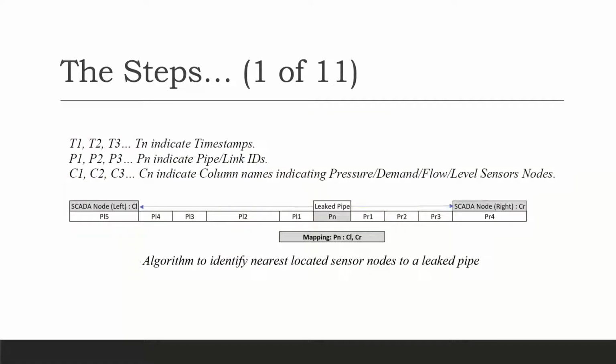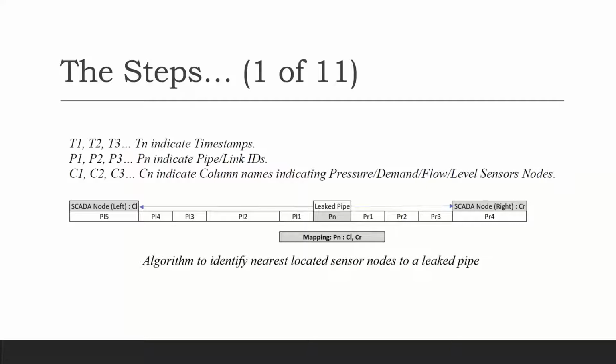Before we proceed with explaining the steps, please note that the numbers and names referred here onwards are for illustration purposes only, as it would have been visually challenging to accommodate the real matrices of such high dimensions in the following slides otherwise. So, let us consider T1, T2, T3 through Tn represent the timestamps, while P1, P2 through Pn indicate the link IDs or the pipe IDs within the network, and C1, C2 through Cn characterize the various sensor node IDs, which are essentially the column names in the matrix.